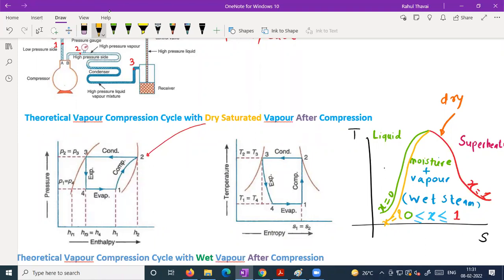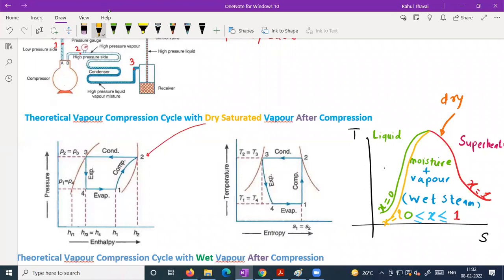So this is a background which I need to explain to you before we start with the pH and TS diagram. Now just come back to the pH diagram. The first process which we are plotting is based on the theoretical vapor compression cycle with dry saturated vapor after the compression. So 1 to 2 is a compression, which occurs in a compressor.